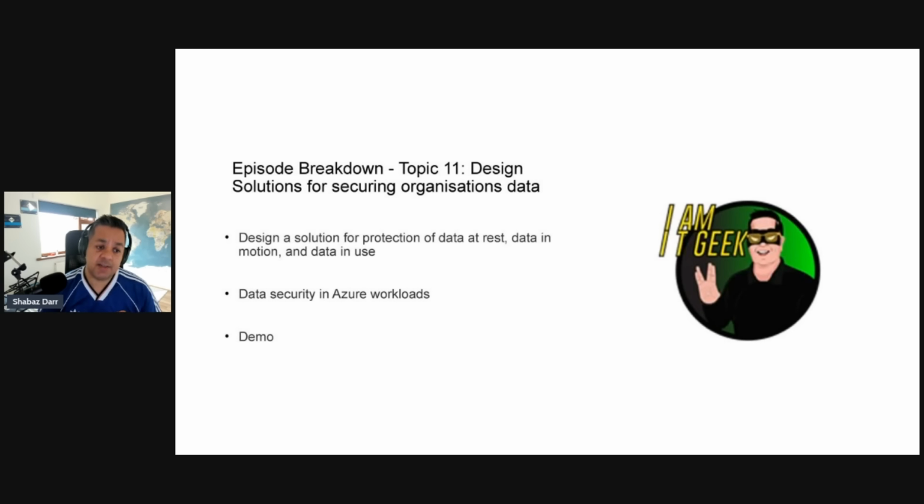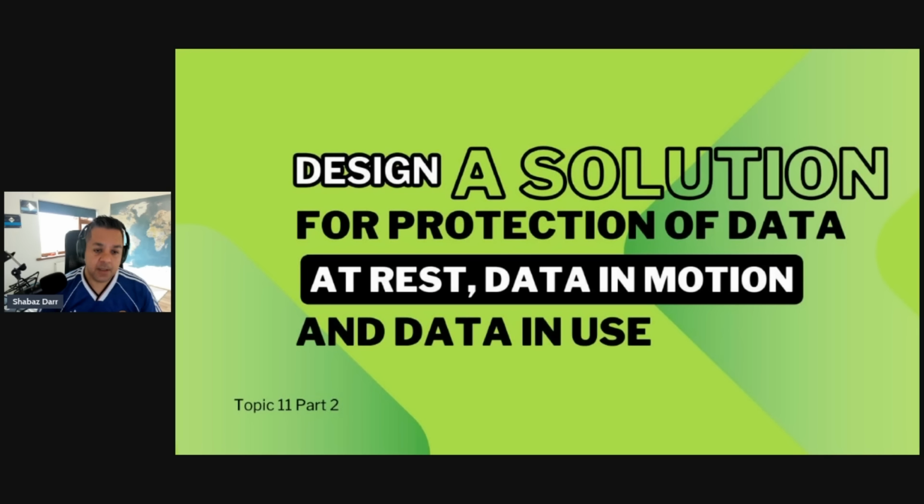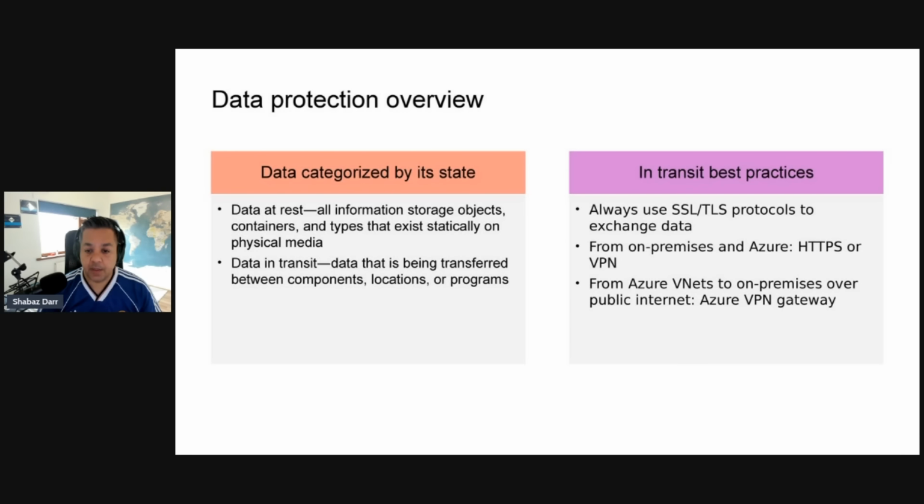This topic, just a reminder, is about designing solutions for securing organizations' data. And in this video today, we're going to talk about designing a solution for protection of data at rest, data in motion, and data in use. I'm going to talk about data security in Azure workloads, and then I'm going to go back into Purview and look at some sensitivity labels in the demo. So let's talk about designing a solution for protection of data at rest, data in motion, and data in use.